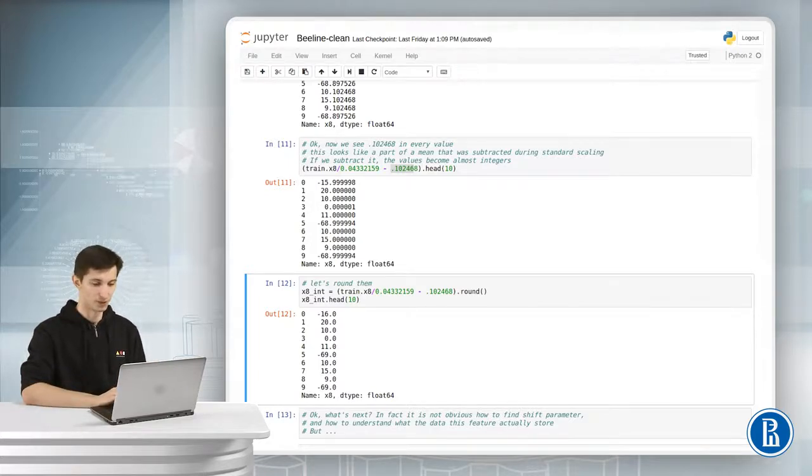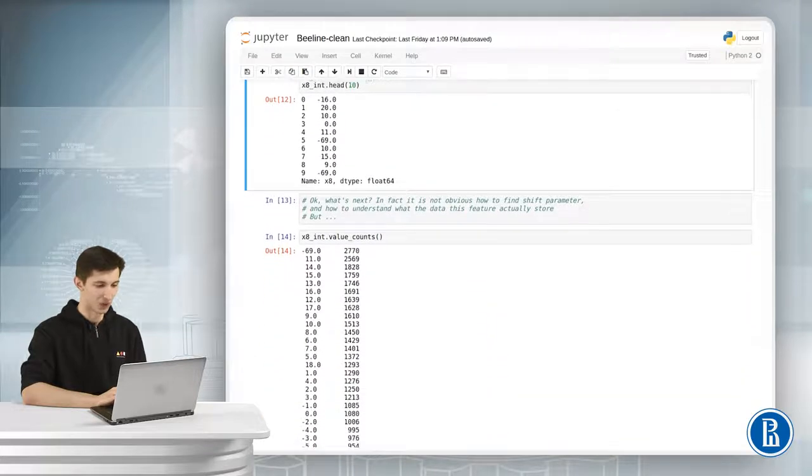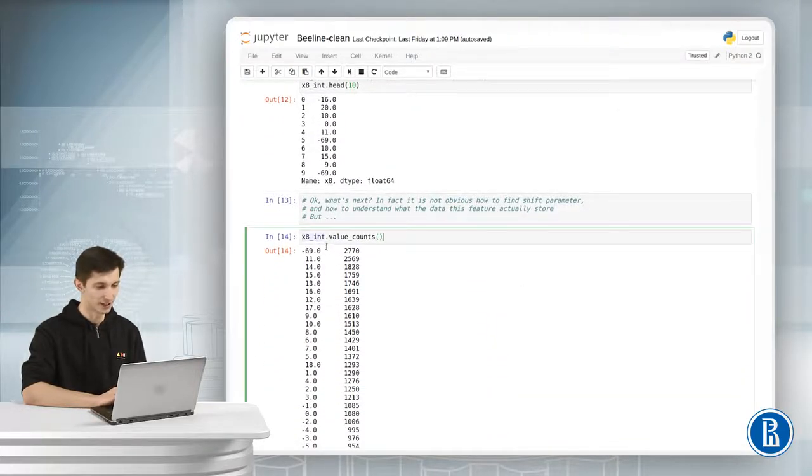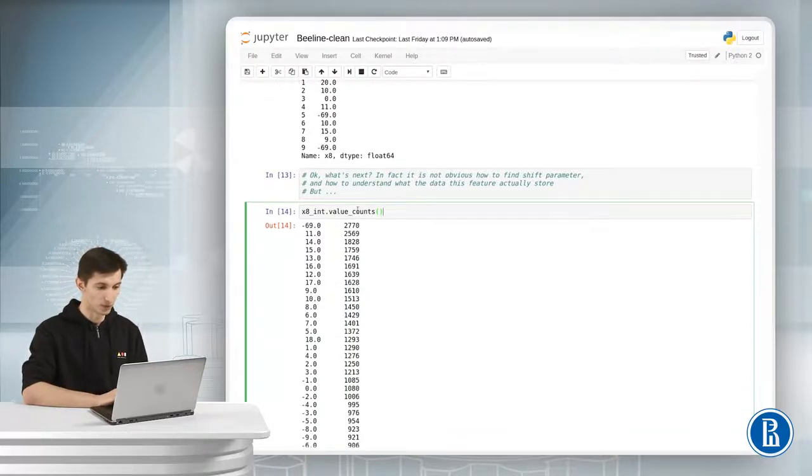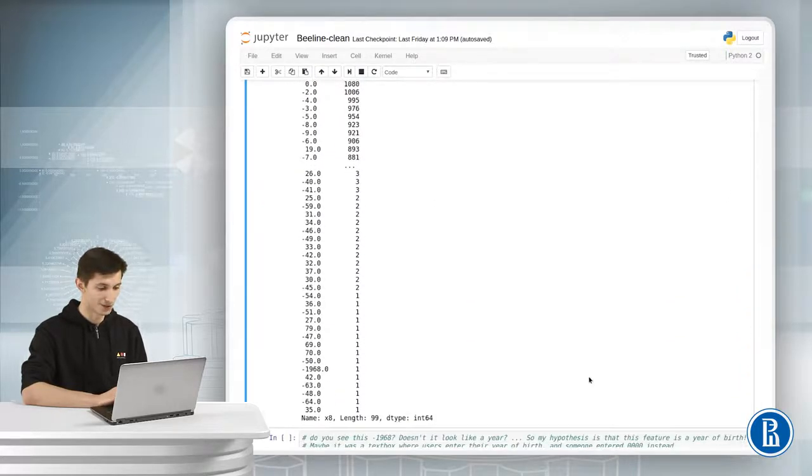But I was really lucky, and I will show it to you. If you take your x8, I mean our feature, and print value counts, what we will see is this number 11, 17, 18, something. And then if we scroll down, we will see this minus 9068. And it definitely looks like a year of birth, right? So immediately I had a hypothesis that this could be a text box where a person should enter his year of birth.